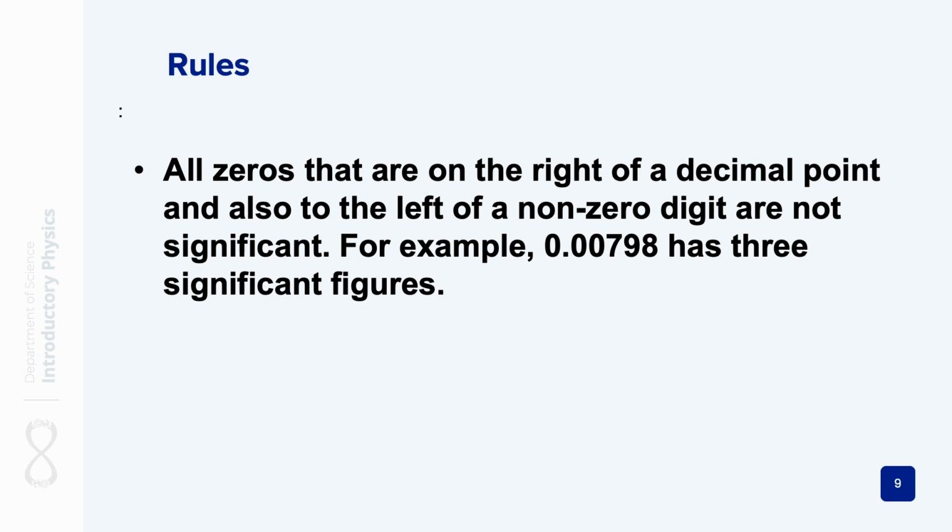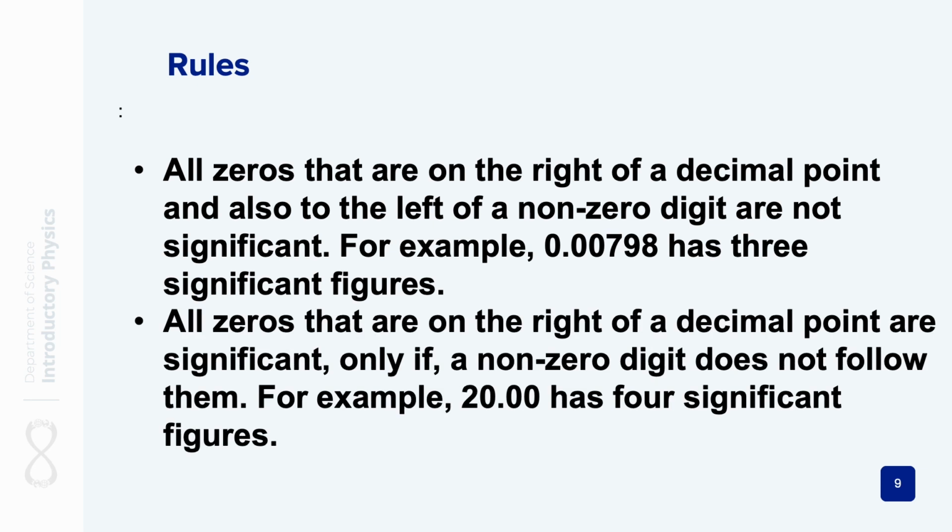Now, all zeros that are on the right side of a decimal point and to the left of a non-zero digit are not significant. For example, 0.000798: the 0 is not significant, and so is the next 0, and the next 0. The significant numbers in this case are 7, 9, 8, which are 3 significant figures.